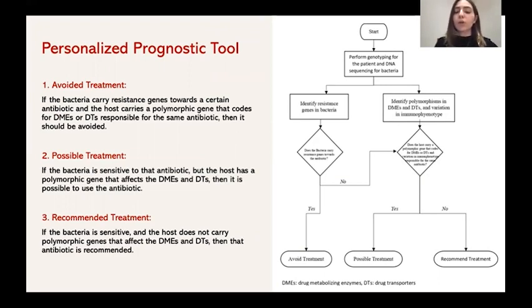Next, if the host carries polymorphic genes, but the bacteria is not resistant toward the selected antibiotic, then this is a possible treatment regimen. Finally, if the host does not carry a polymorphic gene and the bacteria is not resistant towards a selected antibiotic, then this treatment regimen will be ideal, and it is recommended for the successful eradication of the bacteria and better management of the disease.